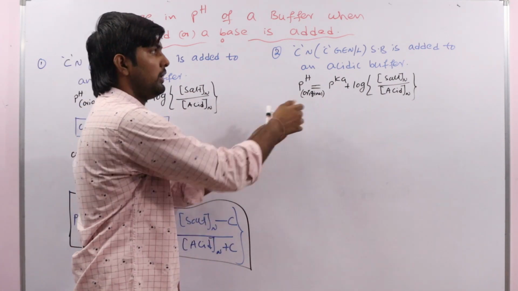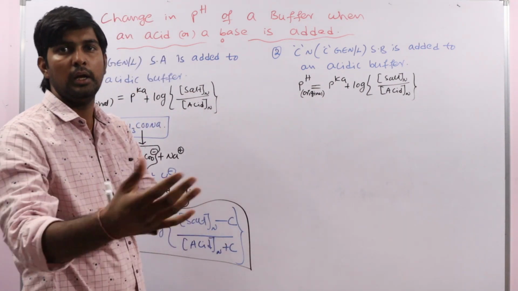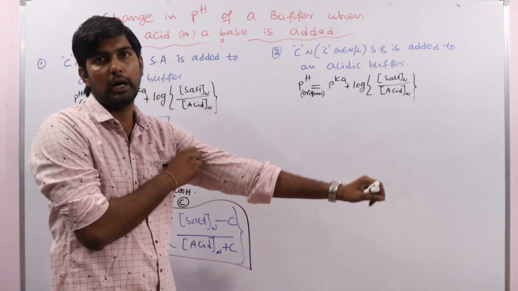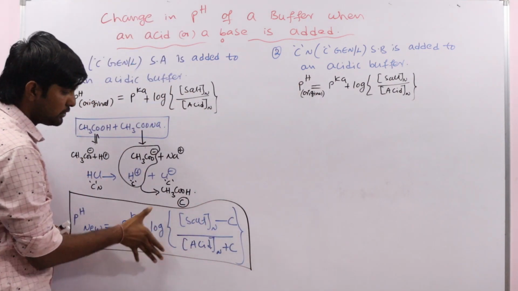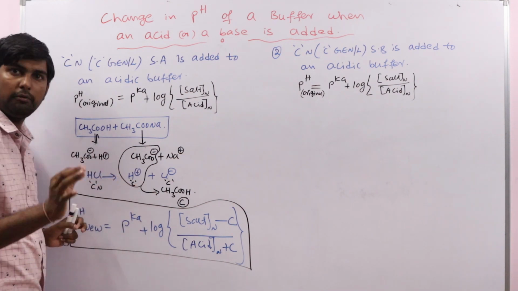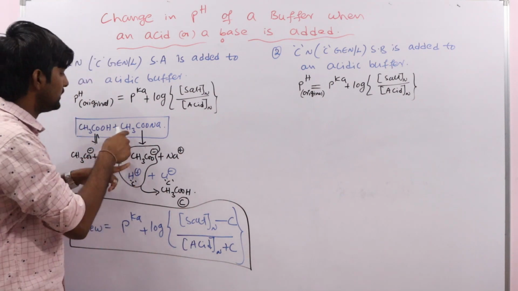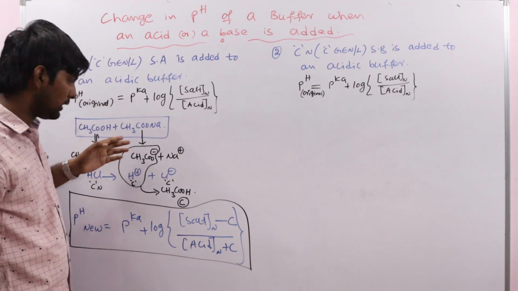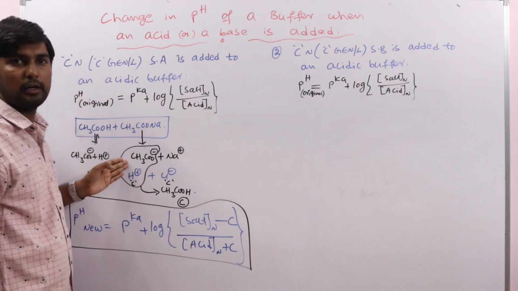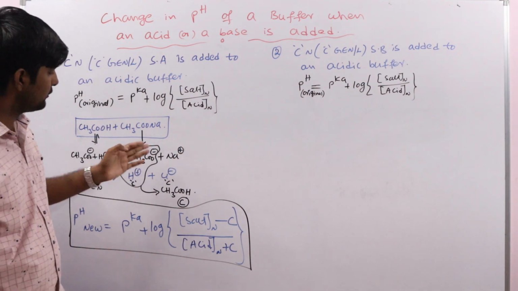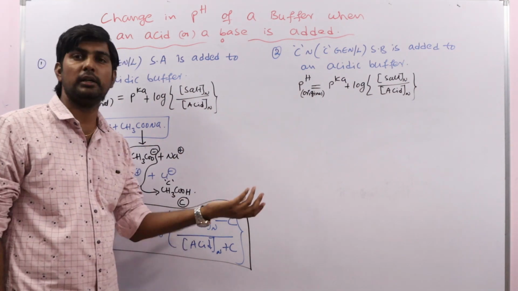This is another case for the acidic buffer when base is added. Same story for the basic buffer also. Okay, clear? So very simple formula. How can you remember? Acid cannot react with acid; the H plus ions react with the anion which is coming from the salt, the conjugate base of the acid. So salt concentration decreases, acid concentration increases.